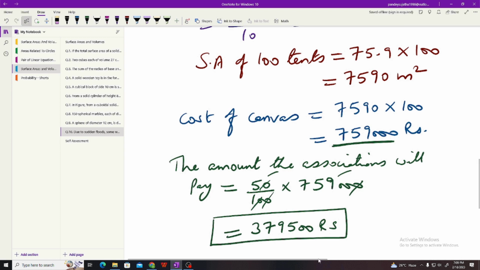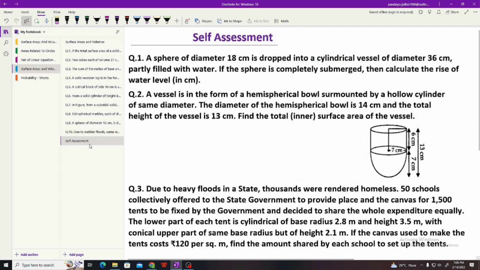So now is the time to check your understanding. Solve these 3 questions and write your answers in the comment box.